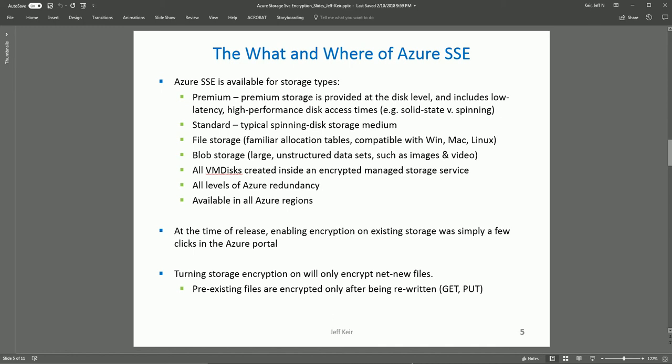At the time also, when you were enabling storage service encryption, you were only encrypting net new files on existing storage. If you had old data sitting there, it would not be encrypted until you actually rewrote it. And that is a true get and put. As far as we understand, we were not able to demonstrate that at all anywhere because we don't have any of that old storage.